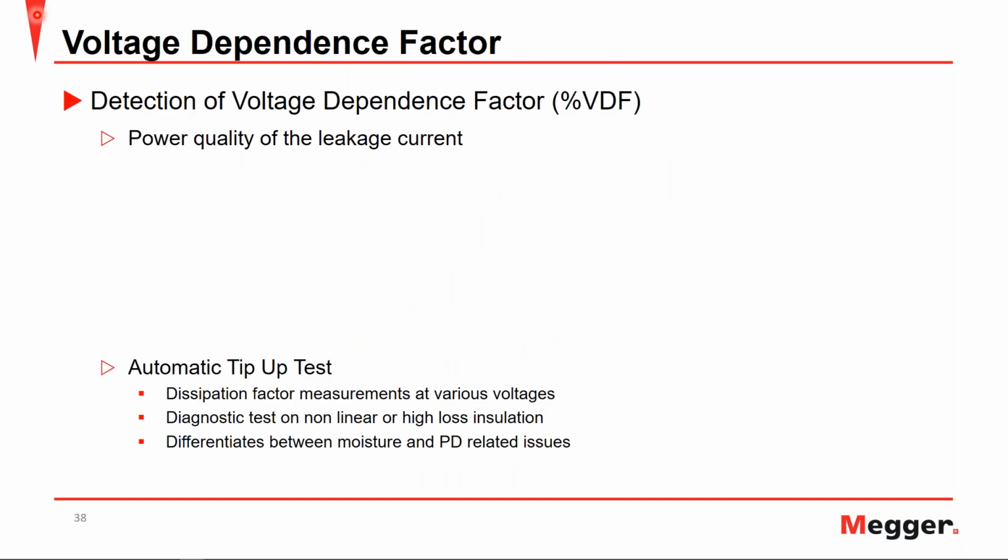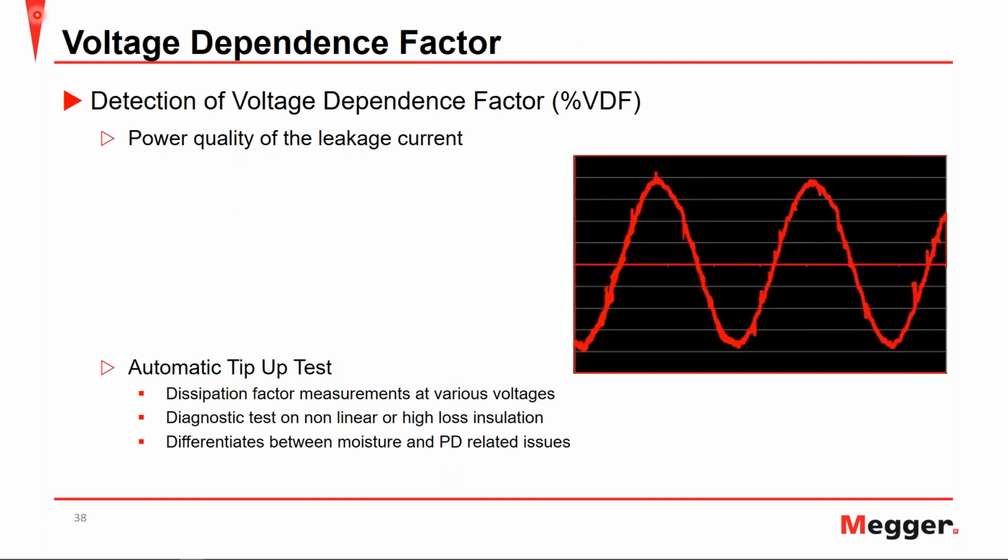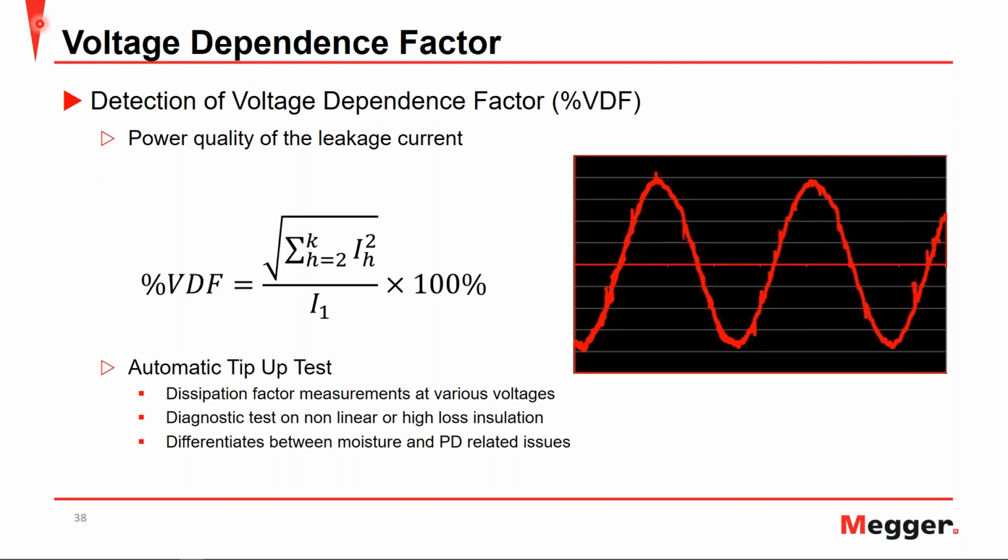Next, let's take a look at the voltage dependence factor, which is essentially a power quality of the leakage current measurement. On the right here, we have an example of the measurement of a leakage current, and you can see these kind of blips or distortions within your measurement. Now, what happens is this equation is utilized, which compares the fundamental frequency of the leakage current to its harmonics.